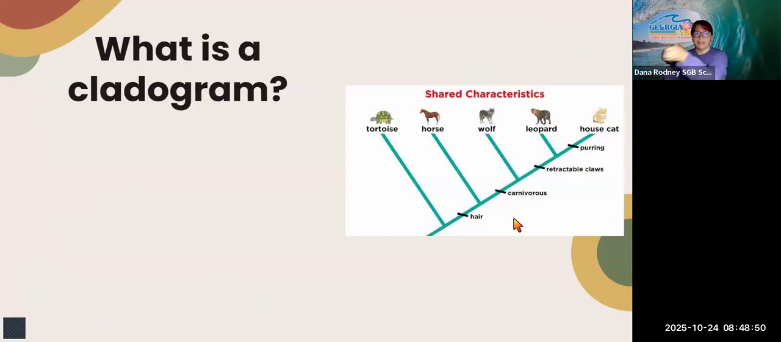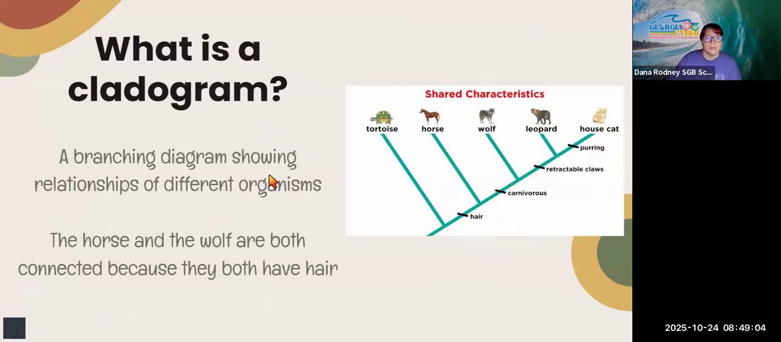So first up, a cladogram. A cladogram is a super cool diagram that basically shows organisms and the characteristics that they share. So it shows how they are similar and how they're different. It's a branching diagram. It shows these relationships. So here, the horse and the wolf are both connected or related because they both have hair. But the horse is not carnivorous, so it branches off before that trait of carnivorous happens. And then the wolf branches off.